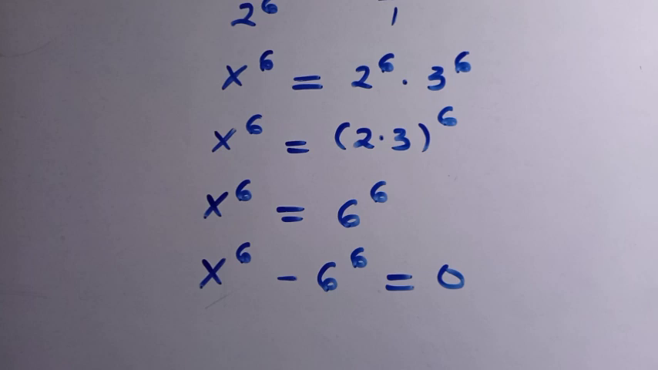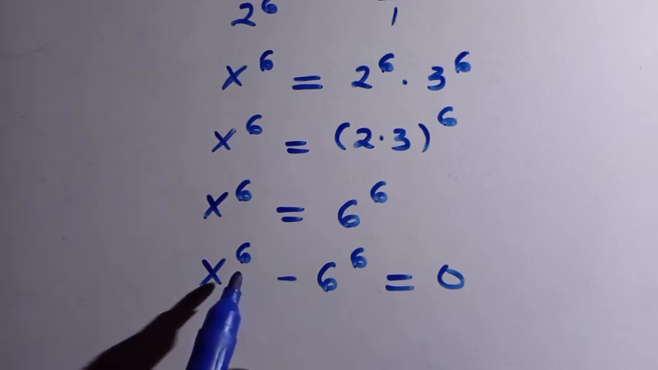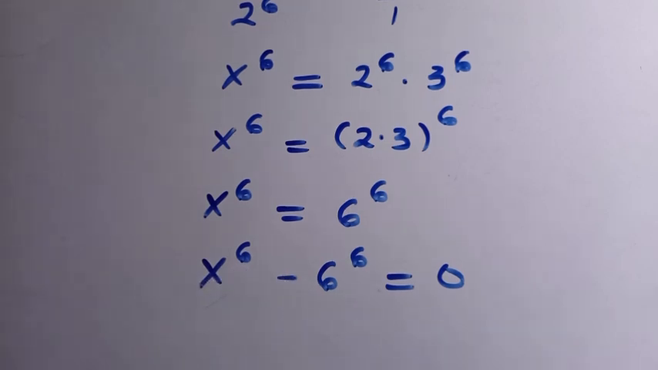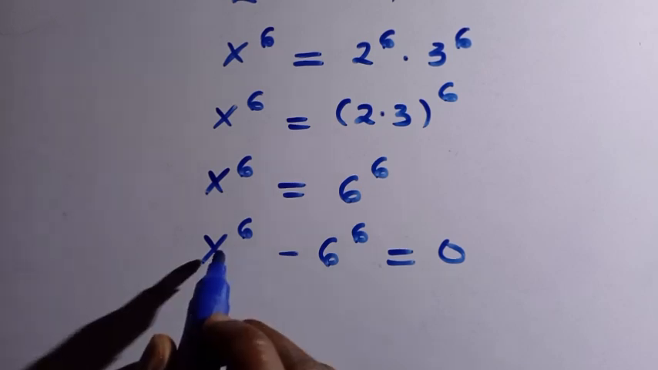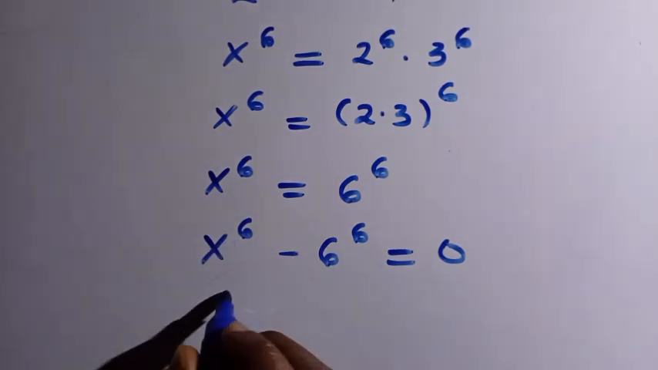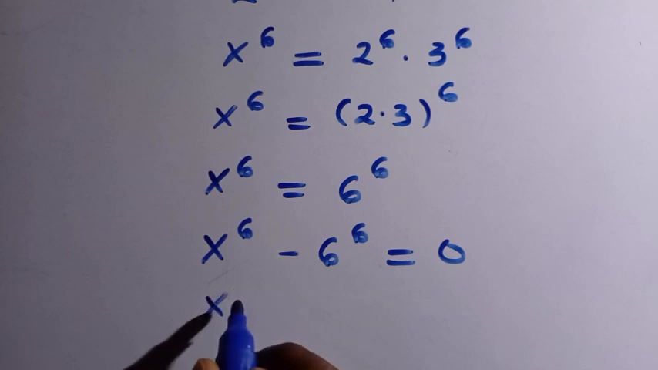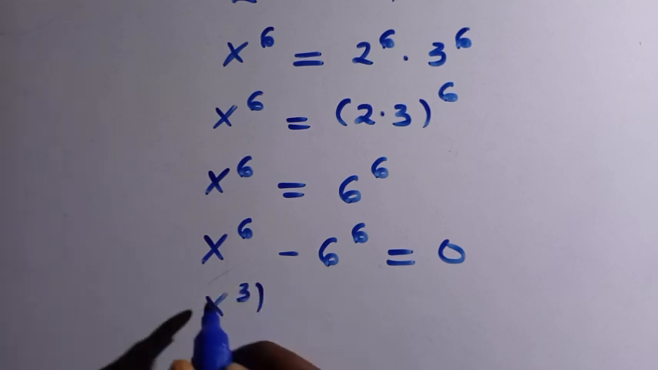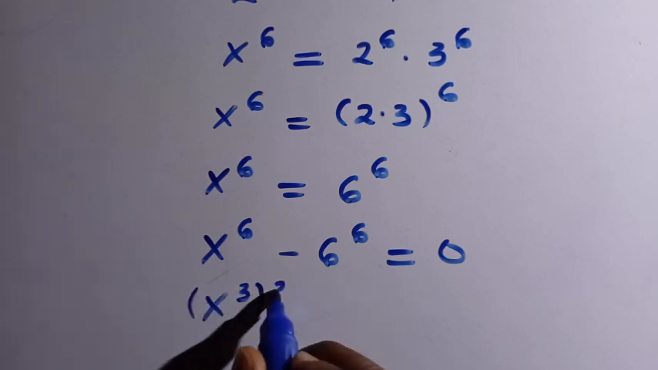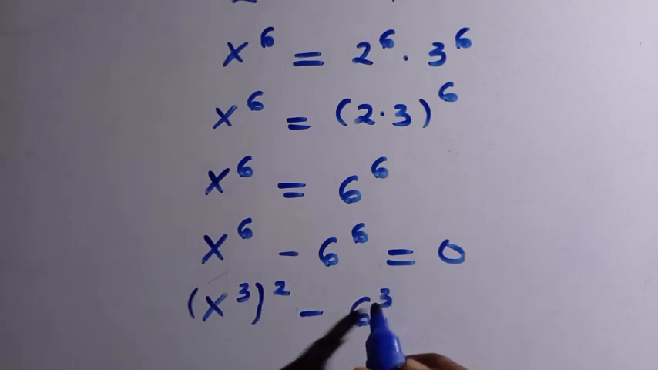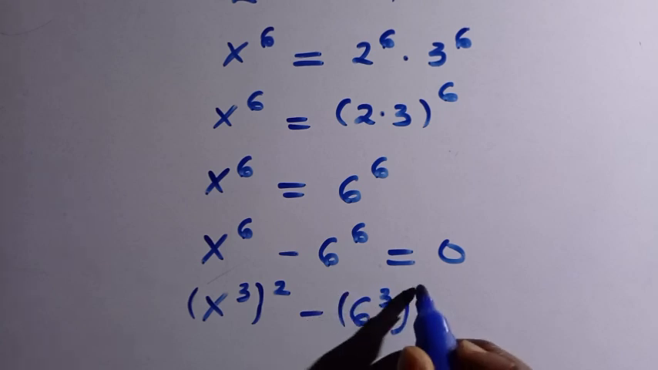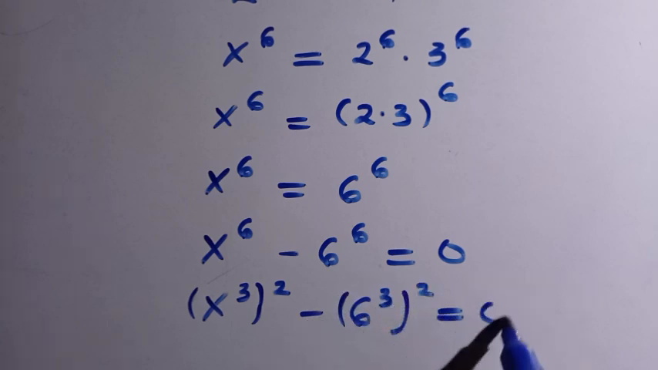Then this is like a degree-6 equation, for which we need to get 6 solutions. And how can we get all these 6 solutions? It's very simple. As x^6, we can also rewrite this as (x^3)^2 minus, while for this one we have it as (6^3)^2, equals 0.